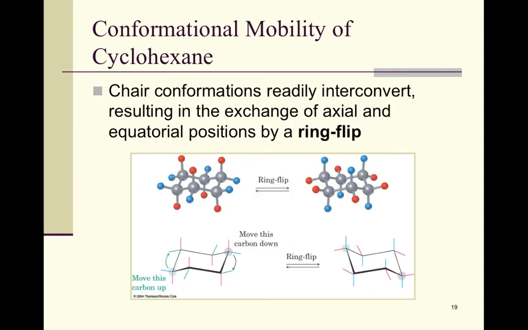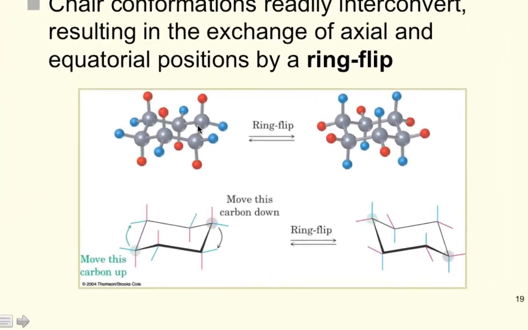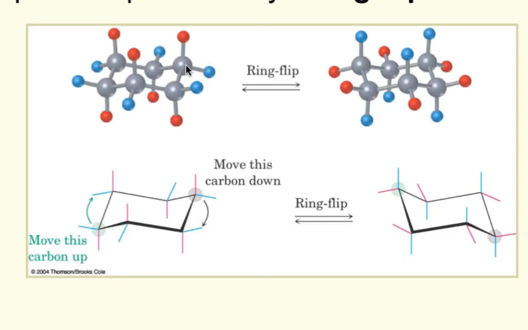Now a cyclohexane, when it's in the chair conformation, isn't going to be stagnant. It is going to move. So we can look at the conformational mobility of cyclohexane. Chair conformations readily interconvert, resulting in the exchange of axial and equatorial positions by a ring flip. What we see in this first version are the equatorials in blue and the axials in red. And the ring is going to flip. Again, take your model and flip it, and you'll see that they switch places. What was axial is now equatorial, and what was equatorial is now axial.